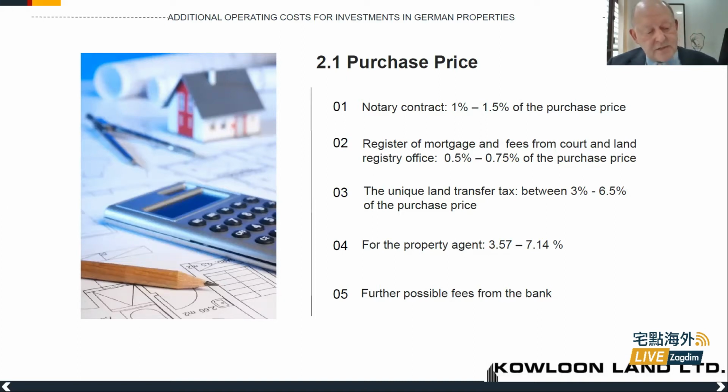To understand this, you need a list which you can print out from the internet, and then you will see where is the cheapest place in Germany and where is the highest price place in Germany. For example, in Bavaria, you will only pay 3%, and in the more northern part, Brandenburg, Schleswig-Holstein, and also in the south in Saarland, you will pay 6.5%.